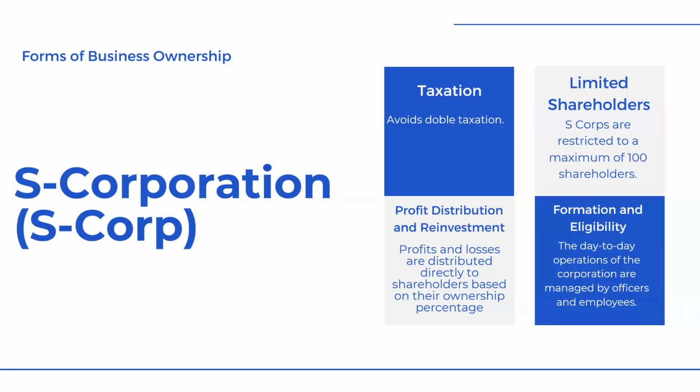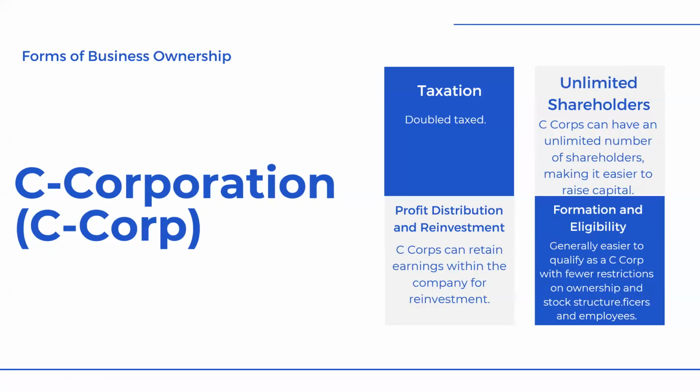So what about the formation and eligibility? To be treated as an S corp, the business must file a Form 2553 with the IRS, adhering to specific deadlines and eligibility criteria. They must meet all IRS requirements, including the limitations on the number and type of shareholders and classes of stock.